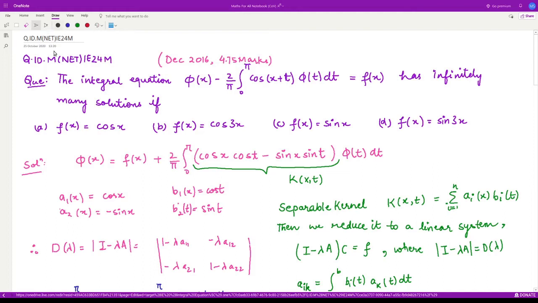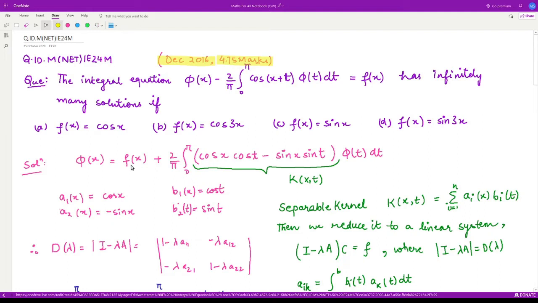In this video, we shall see a question from December 2016 consisting of 4.75 marks. The question is: the integral equation phi of x minus 2 by pi integral from 0 to pi of cos(x+t) phi(t) dt is equal to f(x) has infinitely many solutions if f is which among these four. So they are asking for what values of this f(x) this integral equation has infinitely many solutions.